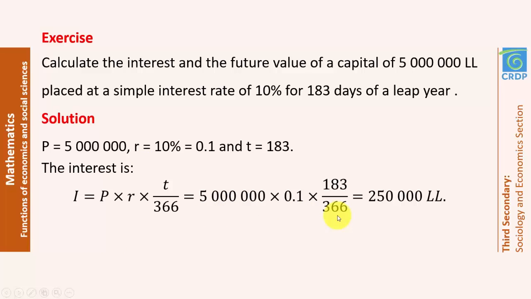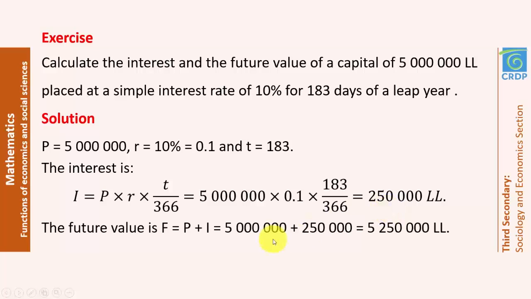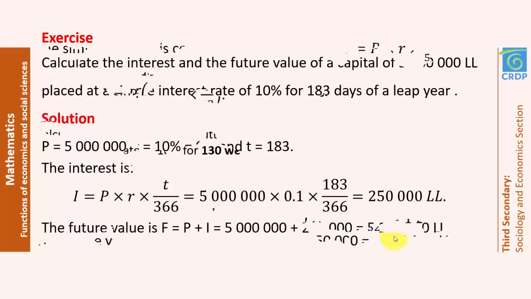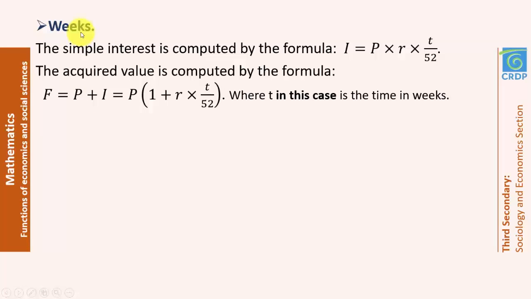We just replace each letter by its value, and we get that the interest is 250,000. If we need to find the future value, then F equal P plus I, which is 5 million plus 250,000, which is 5 million 250,000 Lebanese liras. What if the time is given in weeks?